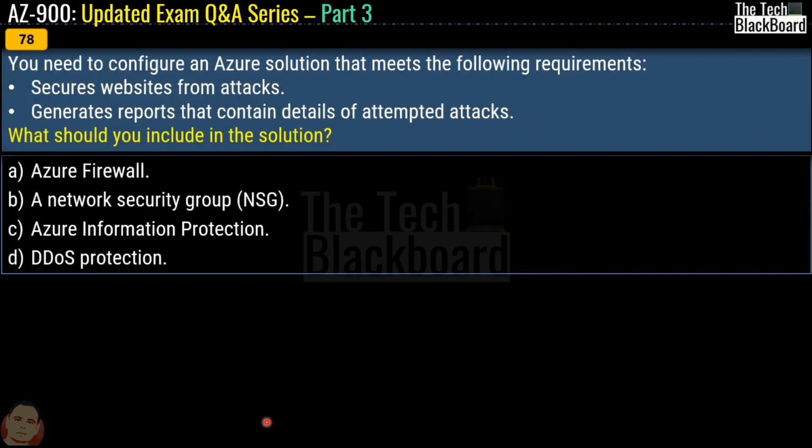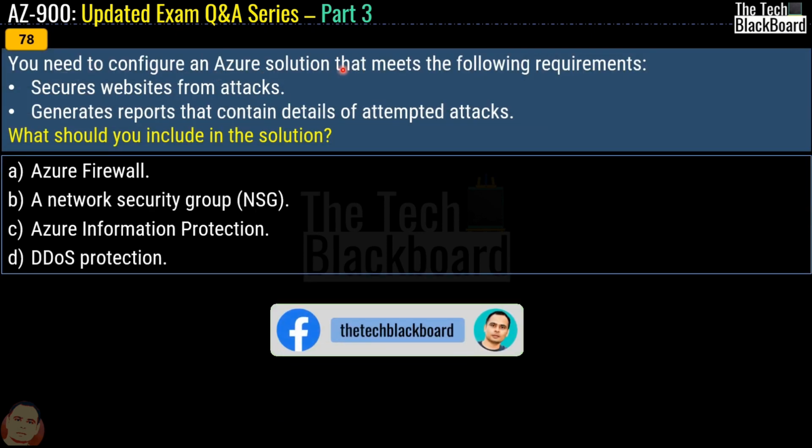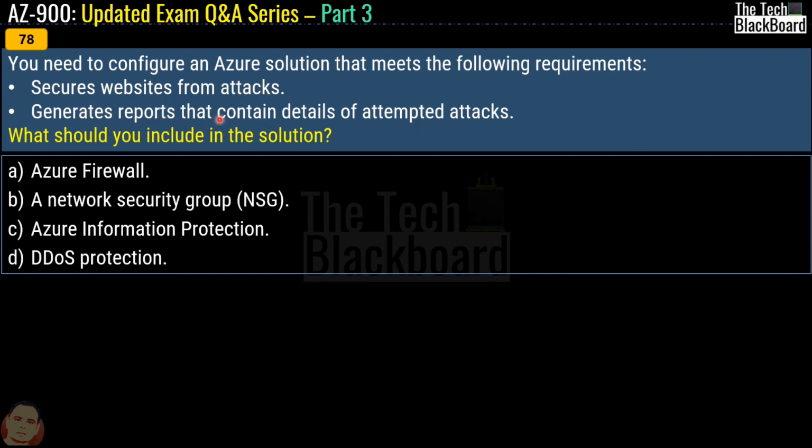Now let's move to question number 78, and this one says that you need to configure an Azure solution that meets the following requirements. The first requirement is that it should secure websites from attacks, and the second requirement is that it should generate reports that contain details of attempted attacks. What should you include in the solution? Your options are Azure Firewall, Azure Network Security Group, Azure Information Protection, or DDoS Protection. The correct answer for this question is option D, DDoS Protection.